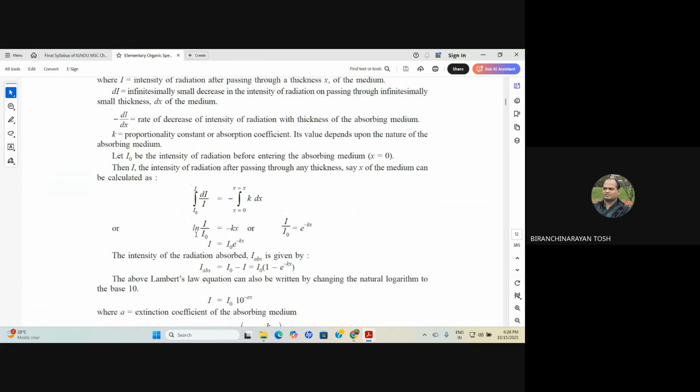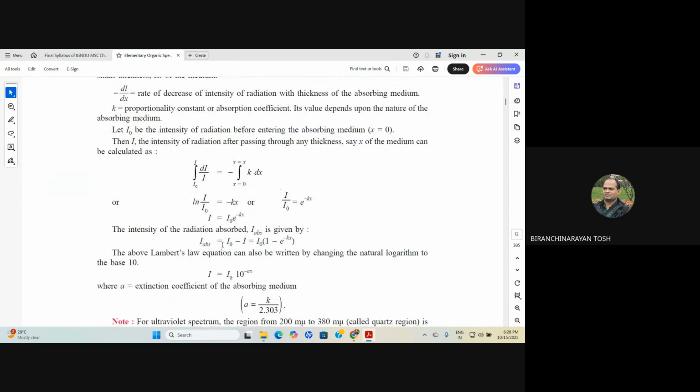So finally we will get ln I by I naught equal to minus kx, or I by I naught equal to e to the power minus kx, or I equal to I naught into e to the power minus kx. Okay. Now, what is the intensity of radiation observed? So I observed will be equal to I naught minus I, where I naught is the intensity of incident radiation and I is the intensity after passing through a certain distance. So intensity observed will be equal to I naught minus I, which is equal to I naught into 1 minus e to the power minus kx, same thing.